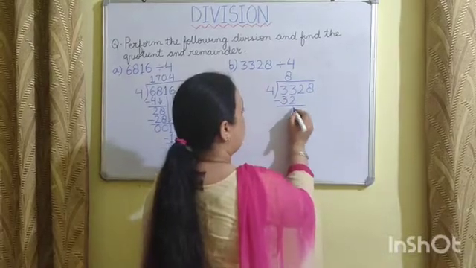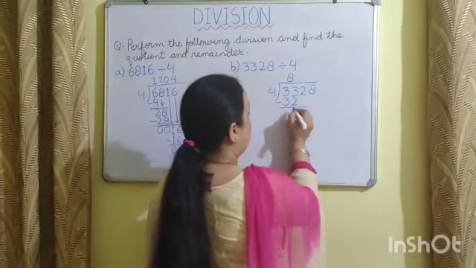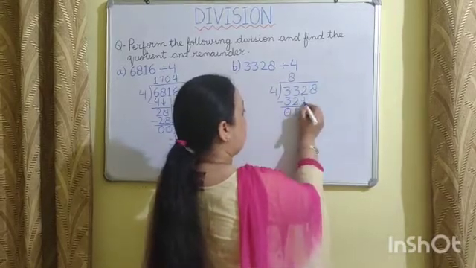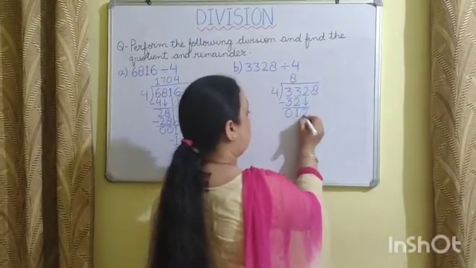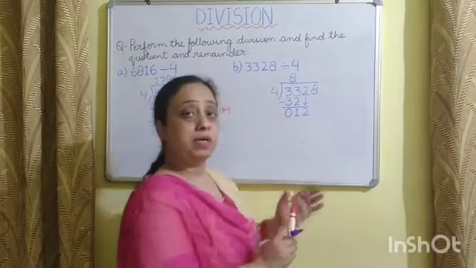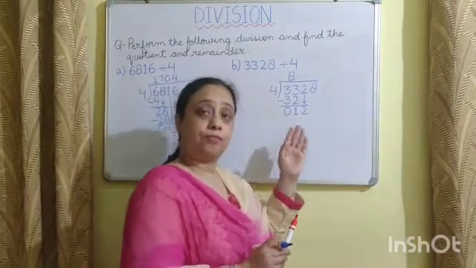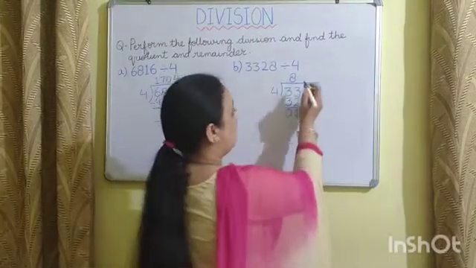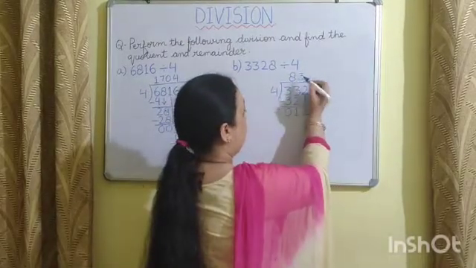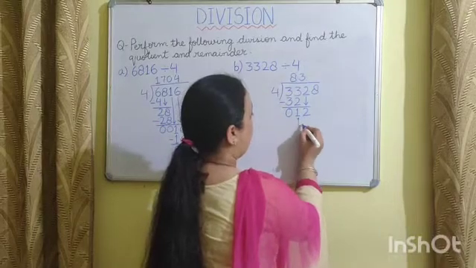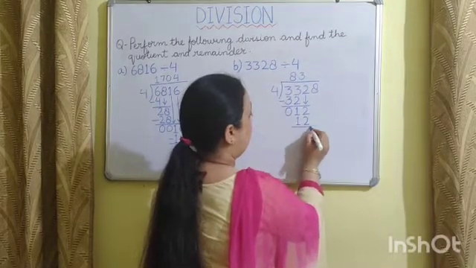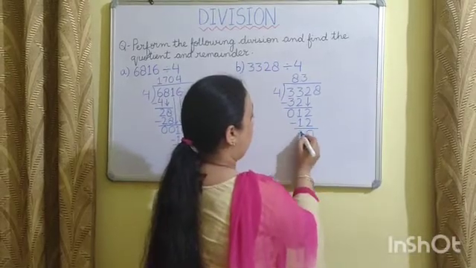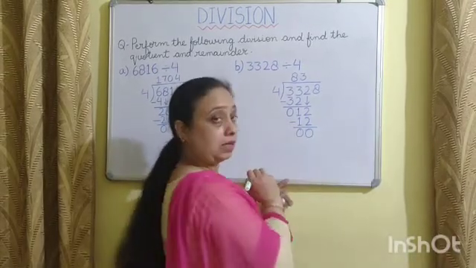3 minus 2 is 1. 3 minus 3 is 0. Now next step, copy down this 2 here. Now we have the number 12. We will read the table of 4 till 12. We know that 4 3s are 12. So we'll write 3 here and 12 here and subtract this. 2 minus 2 is 0 and 1 minus 1 is 0.